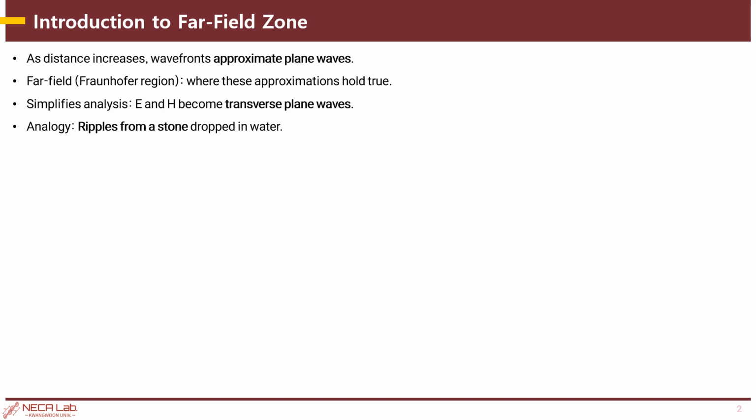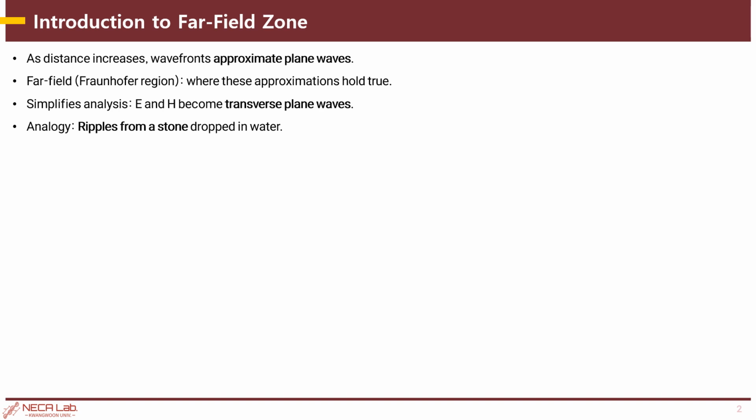Now, why does this matter? Because once we are in the far field, the electric and magnetic fields become transverse, meaning they are perpendicular to the direction of wave propagation and to each other. This makes our analysis much simpler.